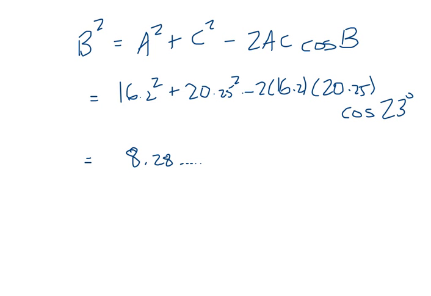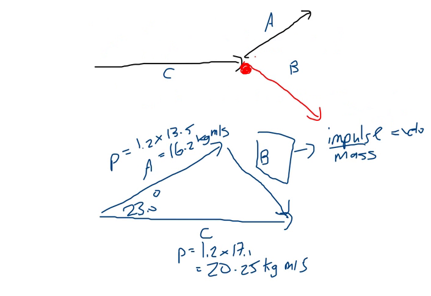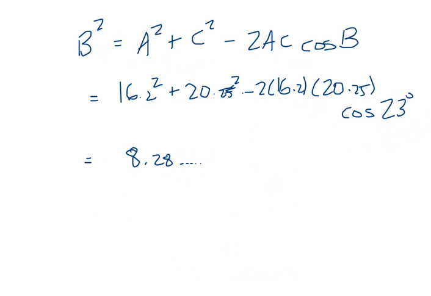What did we get last day when we did it? I forget. 8.56 I got last day? I typed something in wrong? Let me just check my math. 1.2 times 13.5 is 16.2. Yeah. 1.2 times 17.1 is, oh, sheesh, I'm dyslexic. This was not 20.25. This was 20.52. Sorry to anybody I might have messed up here. That was 20.52. Sorry, my bad.